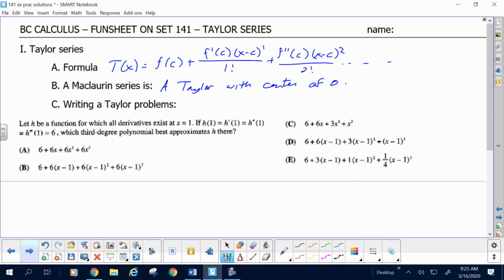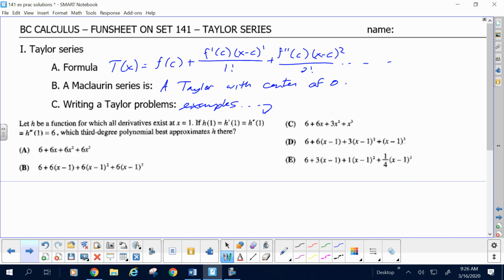All right, writing Taylor problems. Sorry about that. So the way I understood this is an outline form. So here's examples of writing Taylor problems.